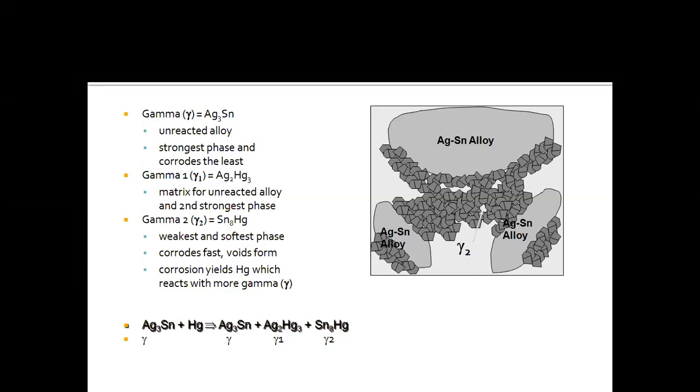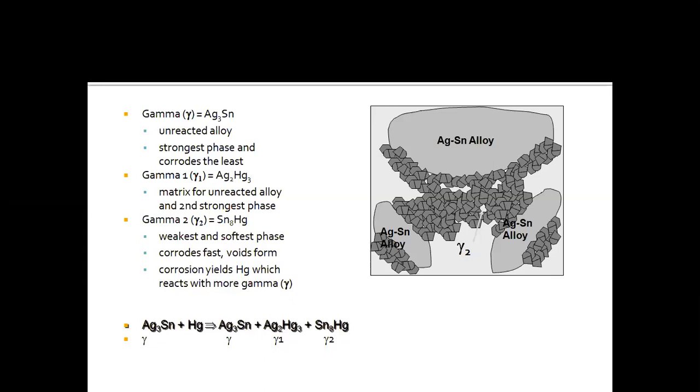Then you have gamma 2 phase. This is like voids. Can you see these voids here? This is the gamma 2 phase. It corrodes faster and voids form. Corrosion yields mercury, which will react with more gamma, leading to formation of gamma 1 phase.